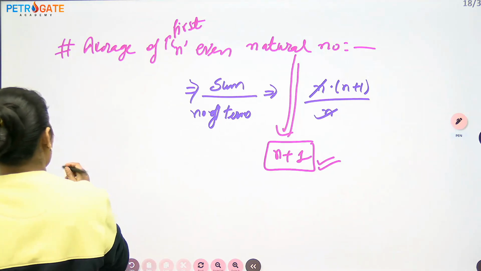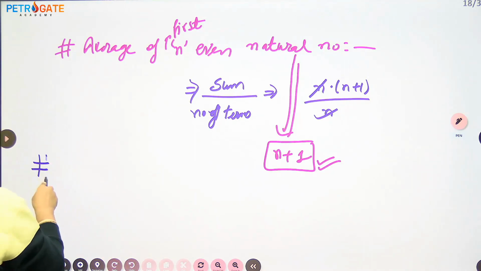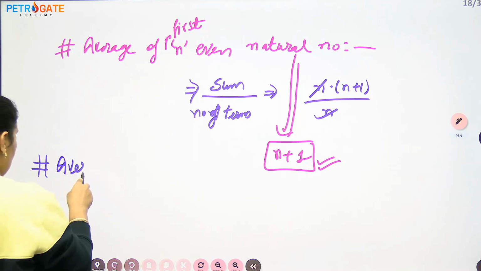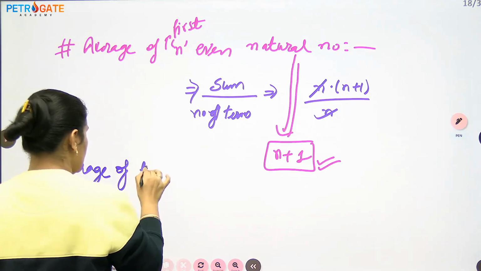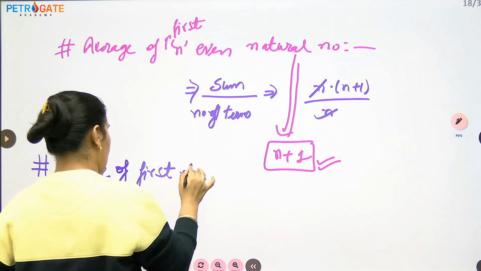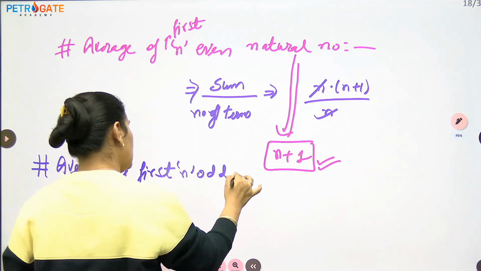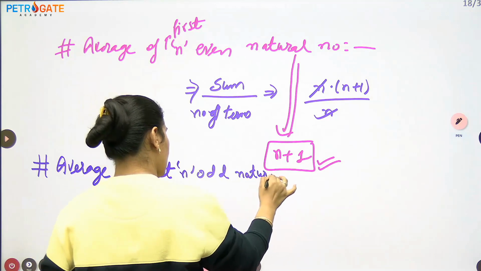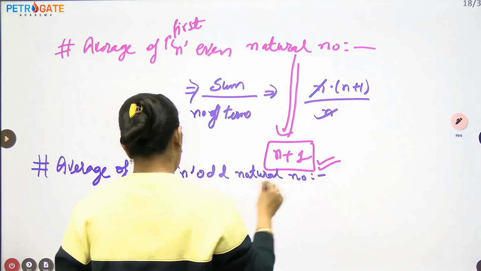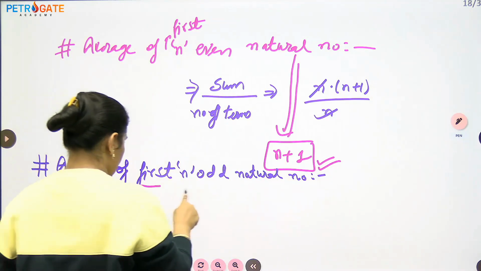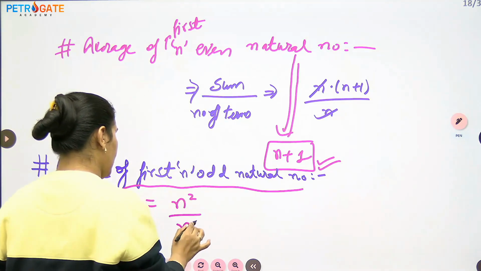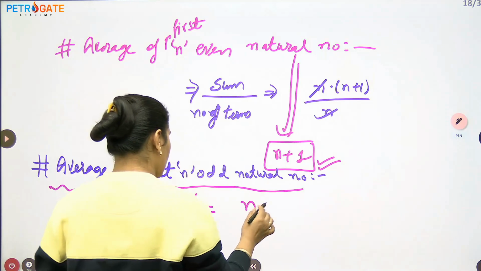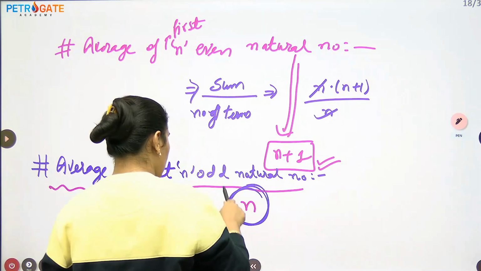Is it clear? And when it talks about the average of first n odd natural numbers, then we will say the formula is the sum n square divided by n. So it will be n only. It will be only and only n.